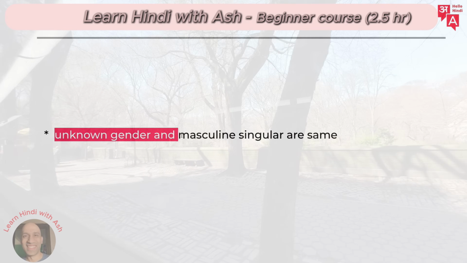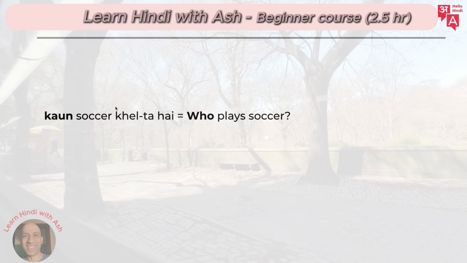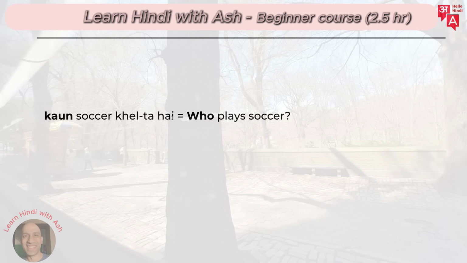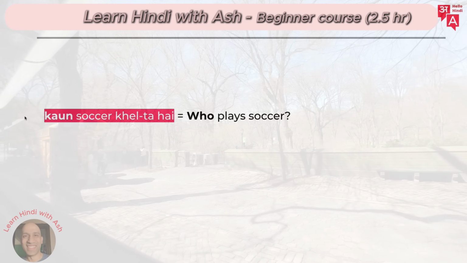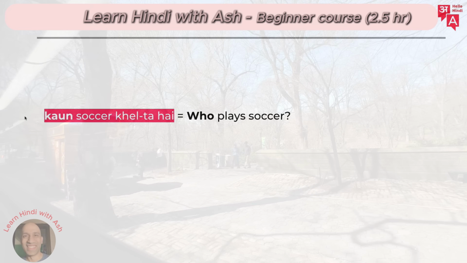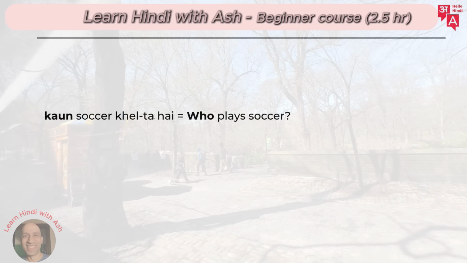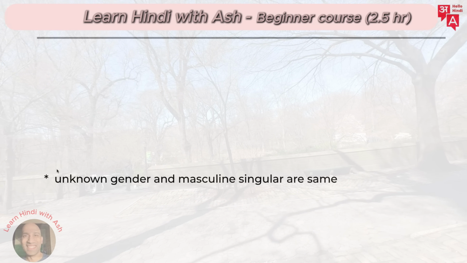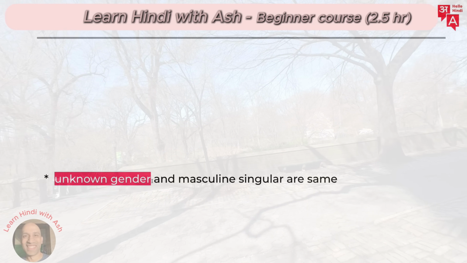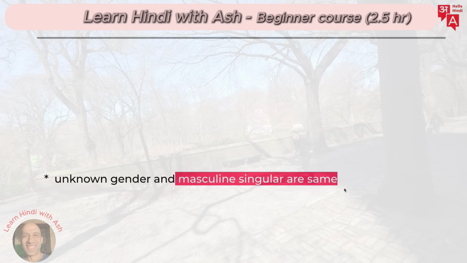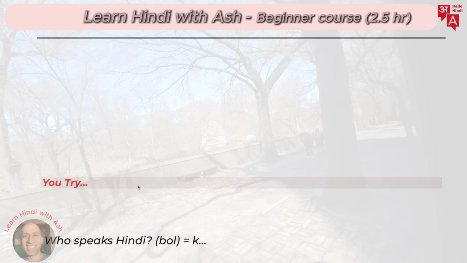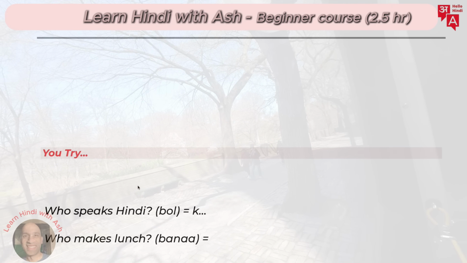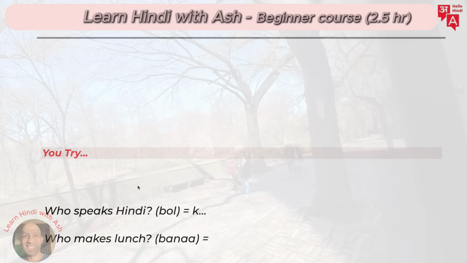Now, if you don't know the gender, you will use the same ta ending, because let's say you don't know who is playing soccer. Is it a girl or a boy or a mixed gender? It's not as strict, but try to use it if possible. So know that the unknown gender and the masculine singular are the same. If you don't know the gender, for kaun, you will use the ta ending.